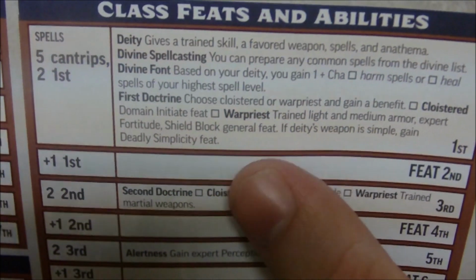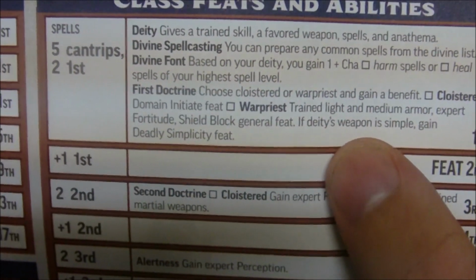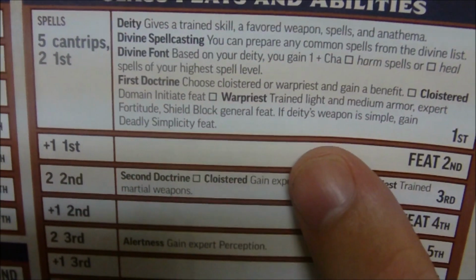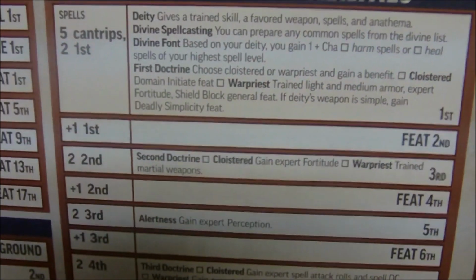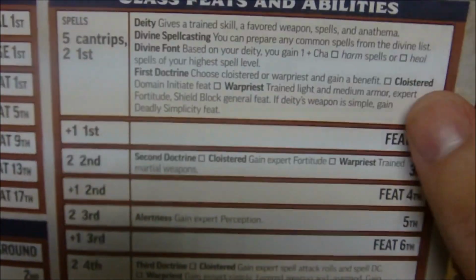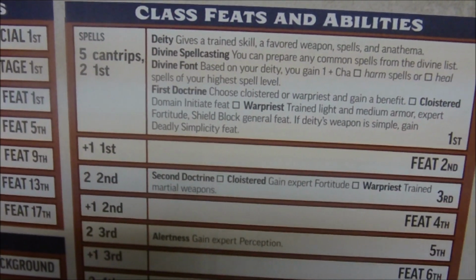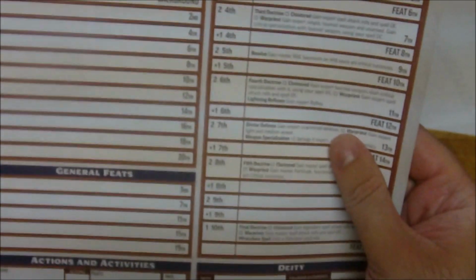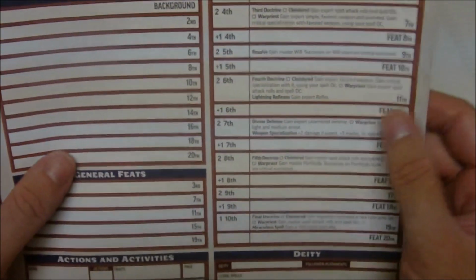So we've got the war priest, which gives you the ability to be trained in light and medium armor, expert in fortitude saves. You get the Shield Block general feat, and if the deity's favorite weapon is a simple weapon, then you gain the Deadly Simplicity feat. However, if you want the version of the cleric that focuses more on studies and spellcasting, then you want to be the cloistered cleric. The cloistered cleric gains the Domain Initiate feat, but they never gain the armor training that the war priest gains, at least not without spending other feats to do so.